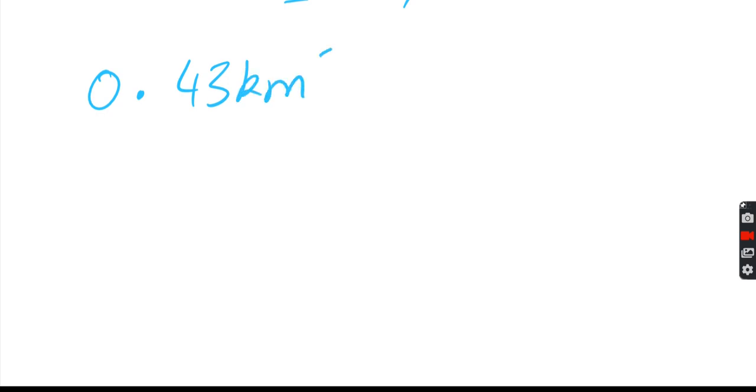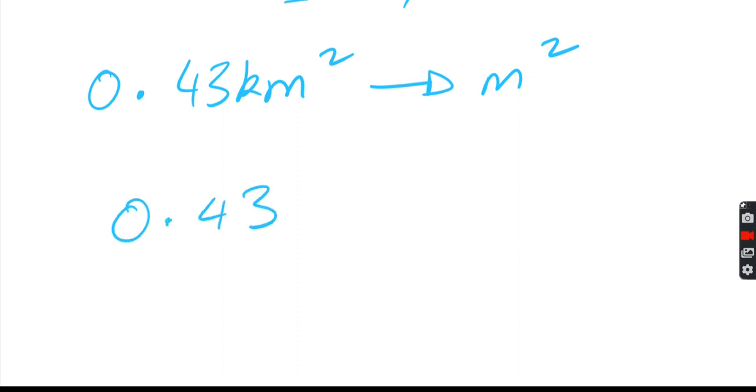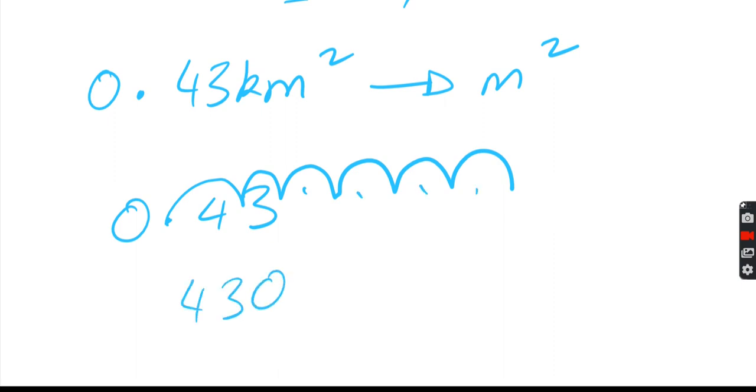Alright, last example. Let's say if we have 0.43 kilometres squared, and I'm converting that to metres squared. 0.43. If I want kilometres squared to metres squared, I multiply it by 1,000 squared. So 1,000 means I move it 3 times. Because it's squared, I do it twice. So 1, 2, 3. That's times by 1,000. 1, 2, 3. Because it's 1,000 squared. 1, 2, 3, 4 zeros. So my final answer will be 430,000 metres squared.